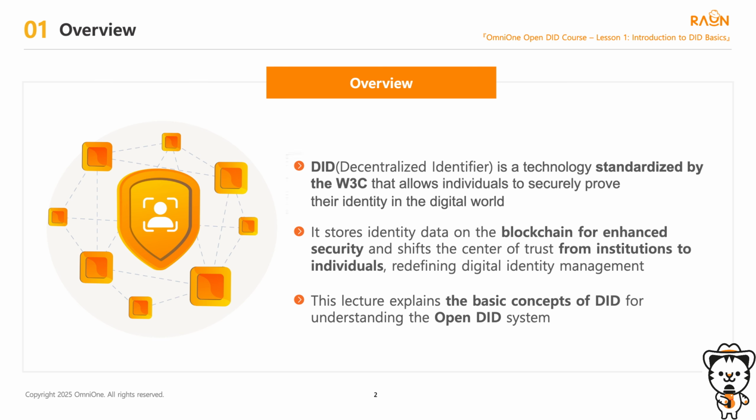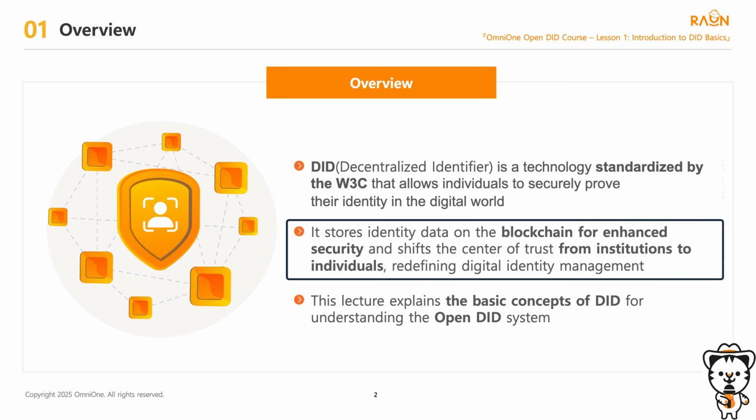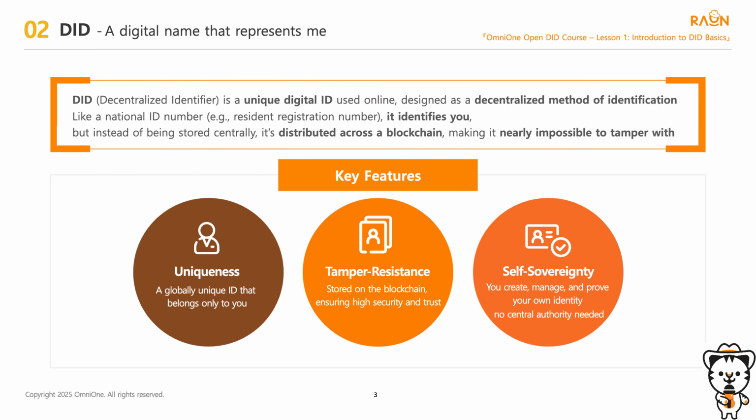So, what exactly is DID? DID is a technology standardized by an organization called the W3C. It allows us to prove who we are, safely and securely, in the digital world. It increases security by storing identity information on the blockchain, and shifts the center of trust from institutions to individuals, a completely new approach. We'll go into more detail about this later. This lecture will explain the basic concepts of DID that are essential for understanding the OpenDID system. Since OpenDID is built on the DID foundation, we need to understand DID itself first. Let's dive into the main topic now.